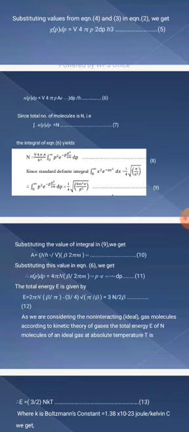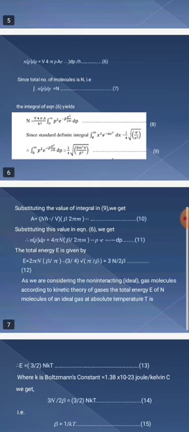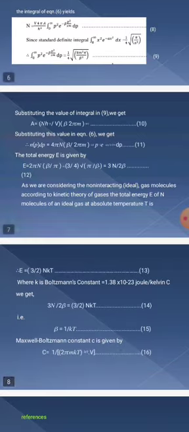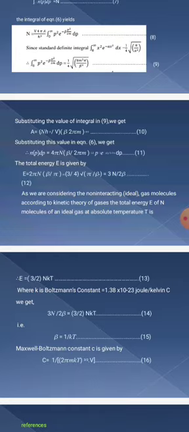The total energy in the system is given by E equal to 3N by 2 beta. Here we consider non-interacting gas molecules according to the kinetic theory of gases. The total energy E, when N is the number of molecules of an ideal gas at absolute temperature T, is equal to 3 by 2 N kT, where k is the Boltzmann constant, equal to 1.38 into 10 to the power minus 23 joule per Kelvin. So beta is equal to 1 by kT. The Maxwell Boltzmann constant C is equal to (1 by 2 pi m kT) whole power 3 by 2 into N by V.